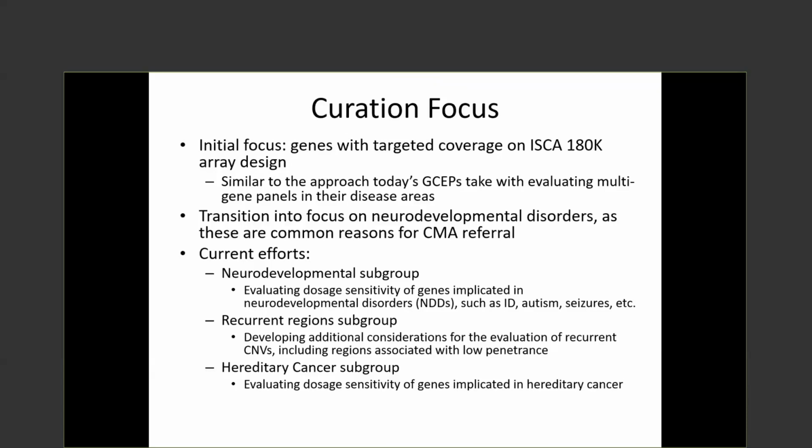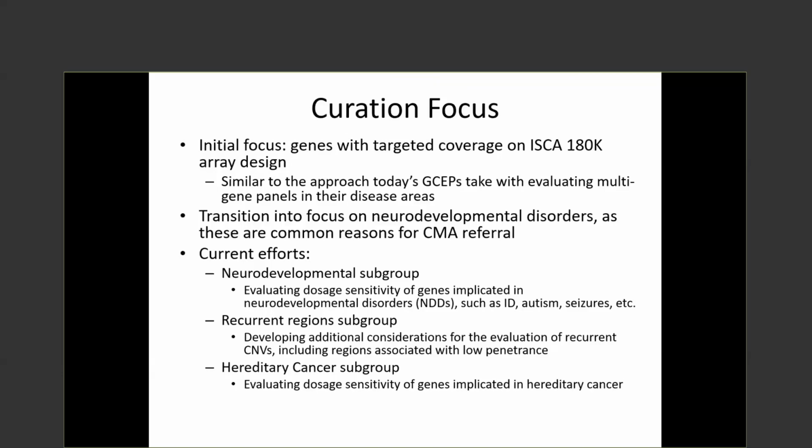After we completed that effort, we focused for several years largely on neurodevelopmental disorders, using data coming from other projects such as DDG2P in the UK as a way to triage genes for evaluation. Today, we have 3 different active subgroups. We maintain our focus on the neurodevelopmental disorders because this remains a common reason for chromosomal microarray referral and really genetic testing in general. We also have a subgroup focused solely on recurrent regions.